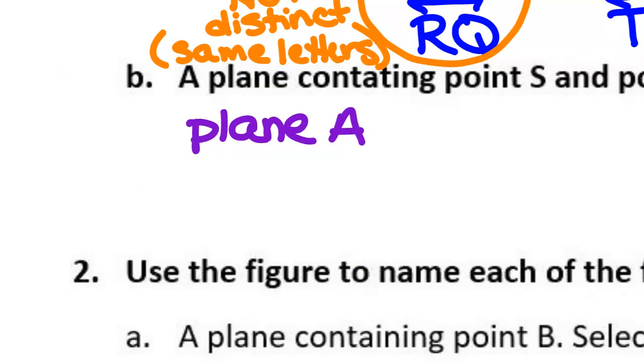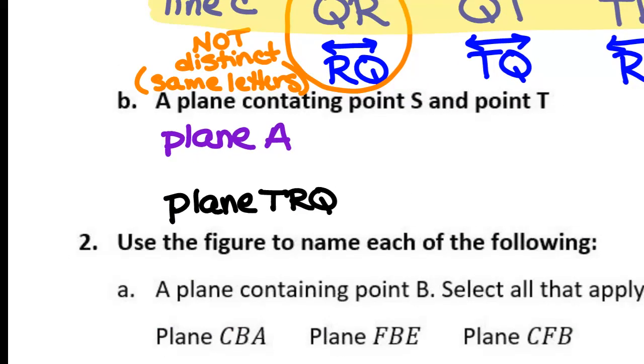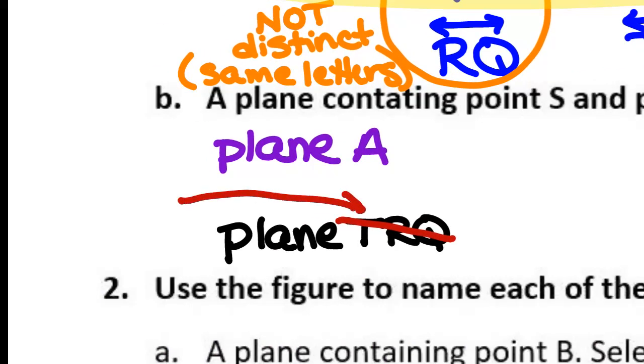Let's talk about T, R, Q. Plane T, R, Q. That's actually not a good name for this plane, but I love talking about it right here, so I'm glad this got brought up. Because T, R, and Q, can I draw a triangle between T, R, and Q? Then I can't use it to name my plane. T, R, and Q are collinear. If the points are all on the same line together and I can't draw a triangle with them, then I can't use it to name my plane.